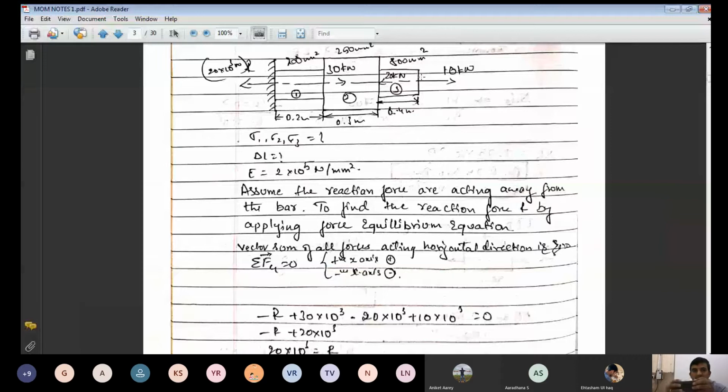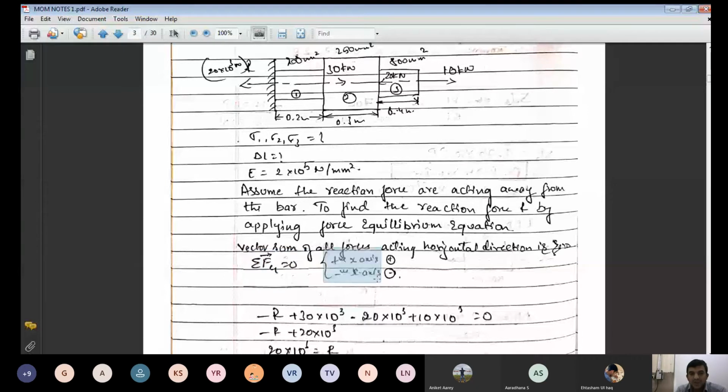At the same time, this end is fixed, which means when you apply load here, the fixed end will resist that force. It is opposite to the applied force. That is why we assume the reaction force is acting away from the bar, and find it by applying the static force equilibrium equation. What is the static force equilibrium equation? The vector sum of all the forces is equal to 0. Here, in what direction are the forces acting? In the horizontal direction. That is why the vector sum of all the forces acting in the horizontal direction is equal to 0.